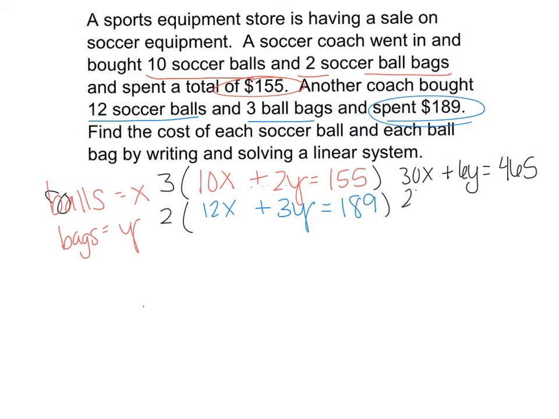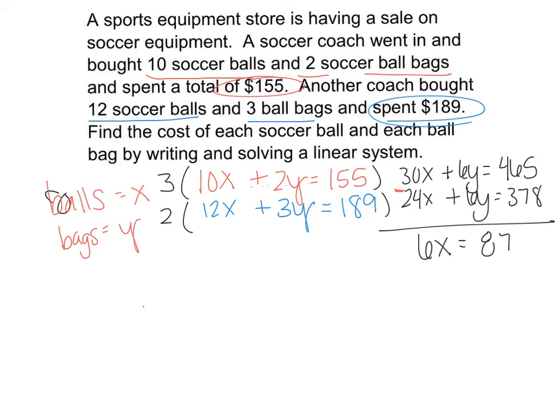Now the bottom equation, let's multiply by 2 so that we can make that a 6y as well. 2 times 12 is 24x. 2 times 3 is 6. And 2 times 189 is 378. So we can now eliminate. If we subtract our 2 equations, we'll get rid of the y's. 30x minus 24x is 6x. 6y minus 6y is 0. So we've eliminated the y's. And 465 minus 378 is 87.